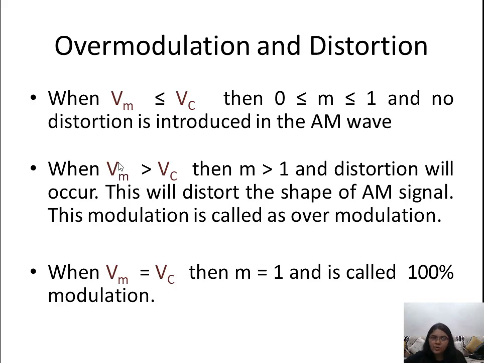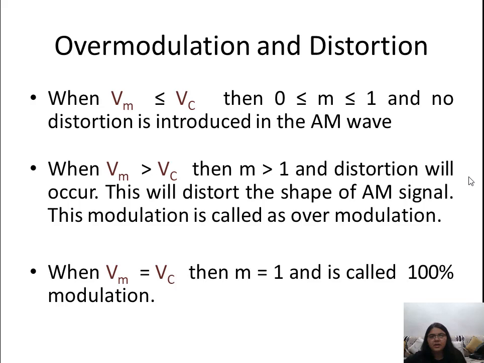And if m is greater than 1, distortion will occur, and that will distort the shape of the AM signal. So it is referred to as over-modulation, and in over-modulation the distortion always occurs, and there is information loss. If Vm is equal to Vc, then small m is equal to 1, and it is referred to as perfect modulation or 100% modulation.